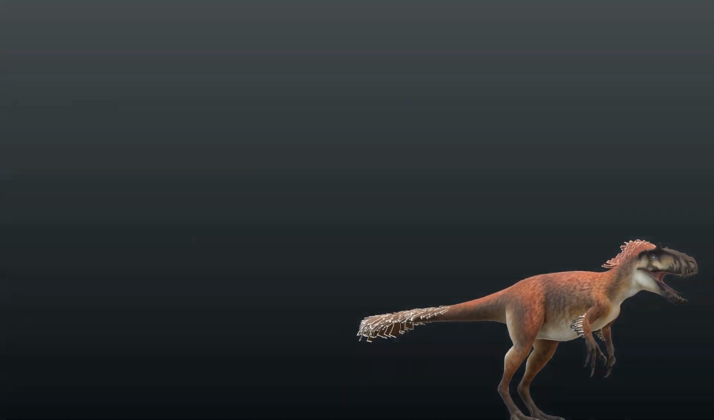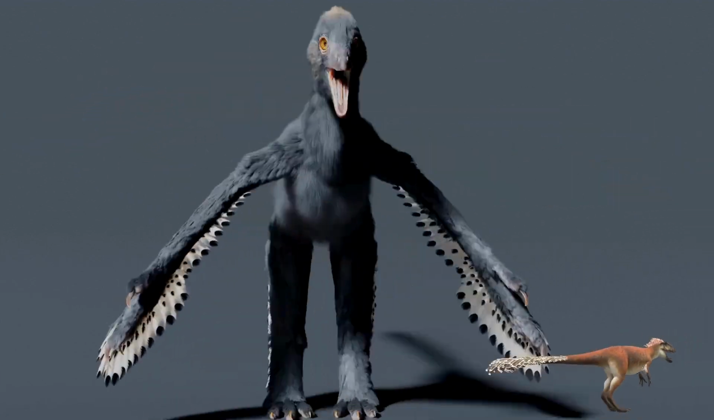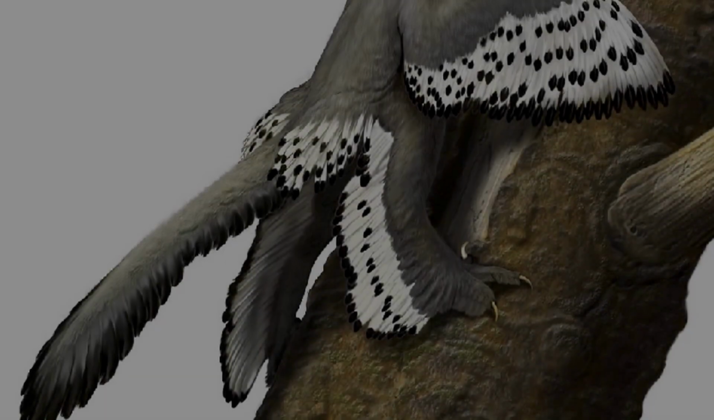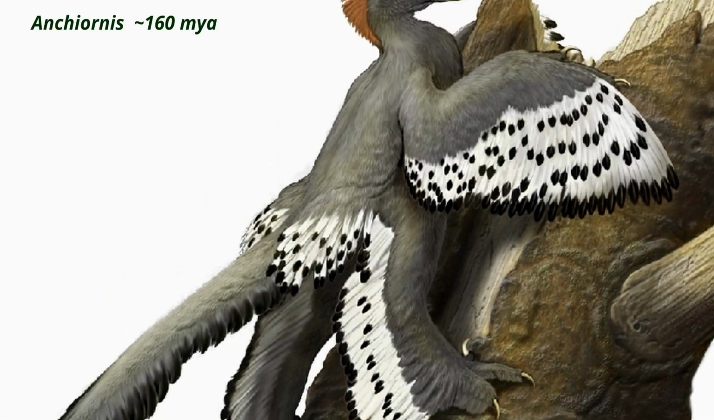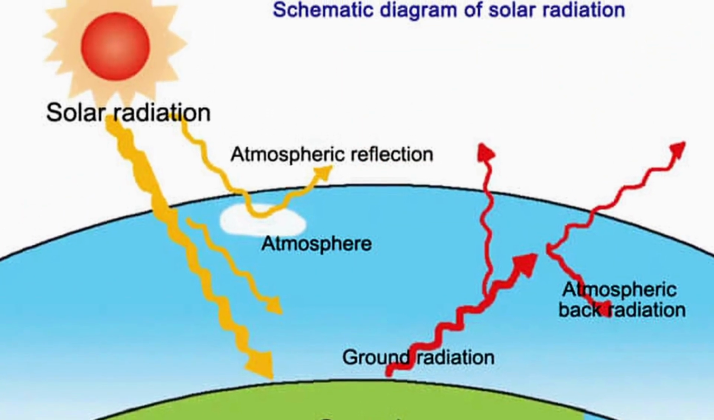Meanwhile, pigment-containing melanosomes in earlier feathered dinosaurs like Anchiornis show patterns suitable for display, camouflage, or communication, indicating that visual signaling was an early driver of feather evolution. Even hypotheses such as protection from solar radiation have been proposed for densely feathered species.